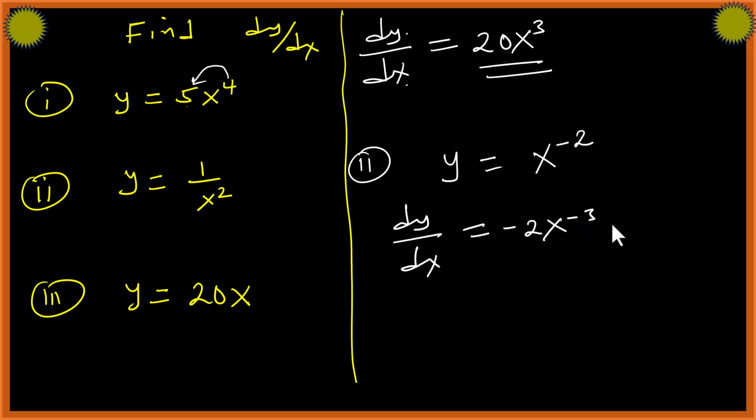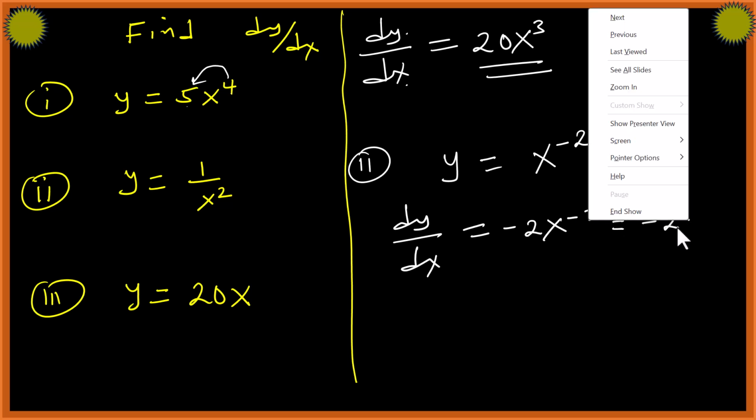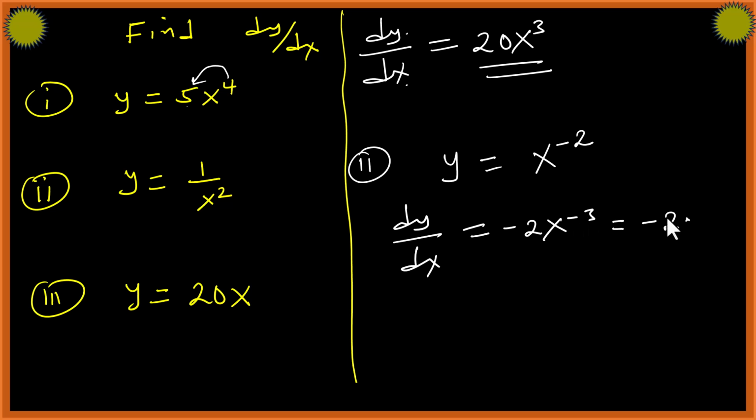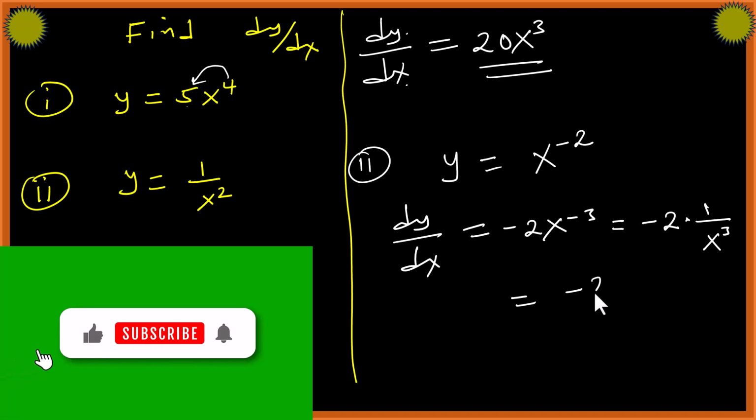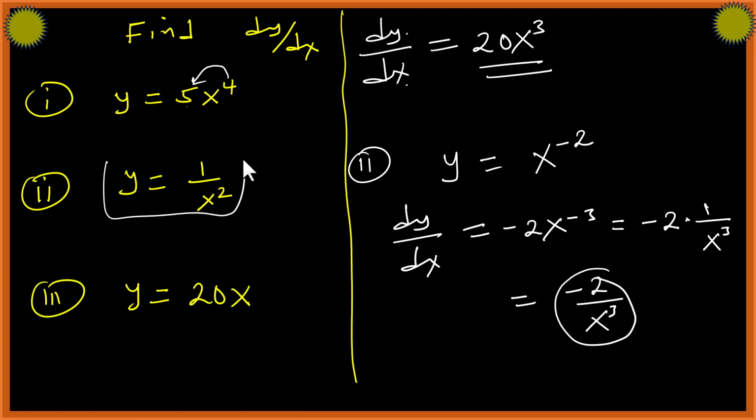Now, if you want to probe further, this one can be written as minus 2 times, remember x to the power minus 3 is the same as 1 over x cubed. So the final answer will be minus 2 over x cubed. So this is the answer, that's the derivative of this. Now let's look at the last one.